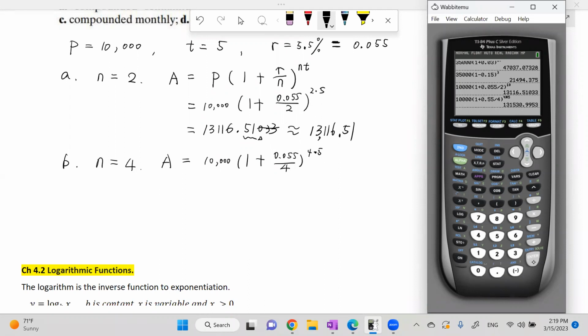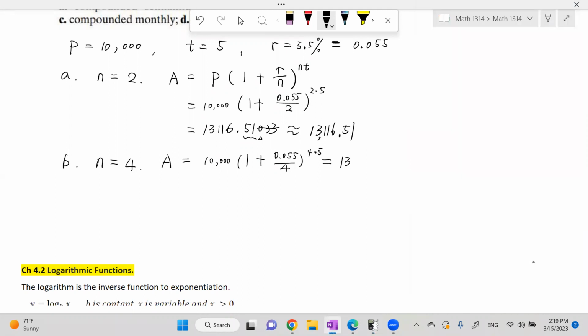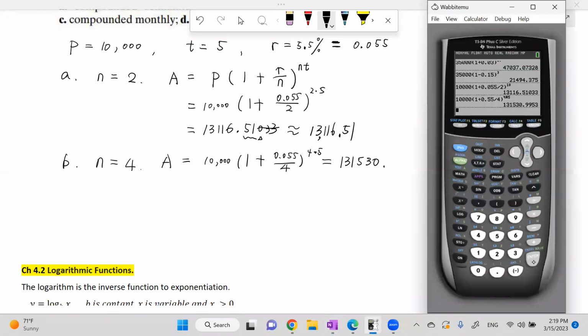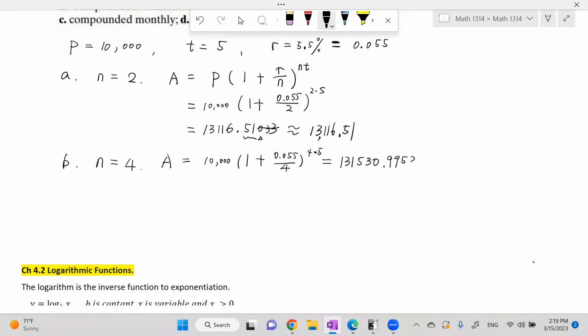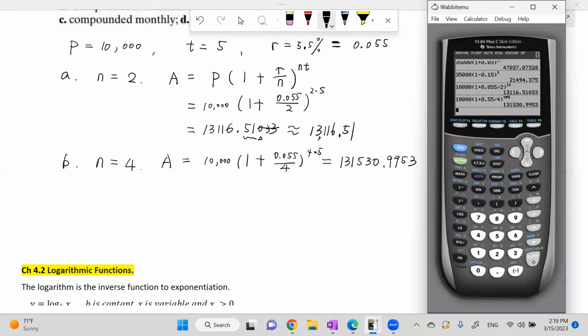13,1530, point what? 9953. All right, keep 2 decimal places. Am I correct? Let me check. So the answer is a little bit different from my cheat sheet. Oh, I see, my cheat sheet doesn't have this. Let's see. Where is the mistake? I'm sorry.